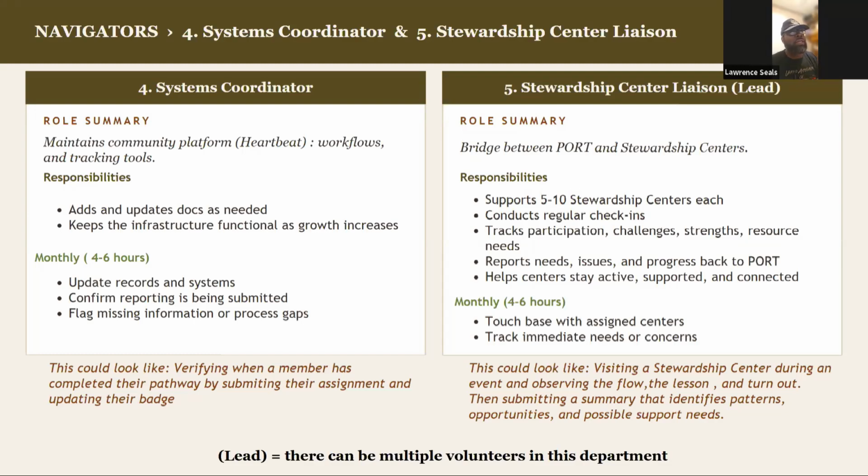Now you see that it says lead in parentheses. Lead means that there can be multiple volunteers in this department. So anytime you see lead in parentheses, that means there's more than one person there. And again, this is all volunteerism. So if you need more personnel and you desire to have more, you can bring on more. But it's going to be one person in that stewardship center liaison position that's going to be the point of contact, right? They're going to be the lead. And then everyone else can follow up under them or beside them, I'd rather say, and they're going to have their own meetings. So that's what that means. Whenever you see that, that means there are multiple personnel in that department.